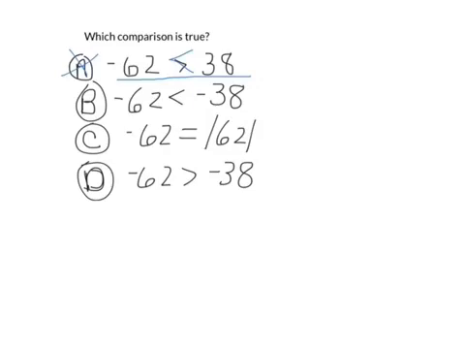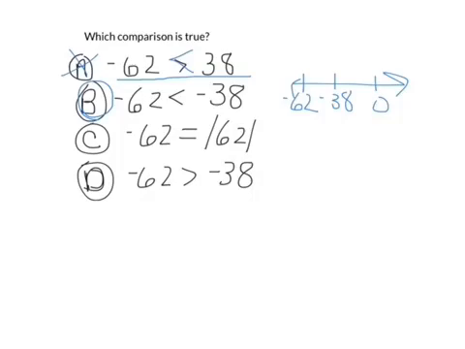Well, they're both negatives, so now I have to think a little deeper, and I have to think about where these numbers would come on a number line. So 0 would be here. I would come to negative 38 before I would come to negative 62. So negative 38 is actually greater than negative 62. If you want to think about these in terms of opposites, you could say, well, a positive 62 is greater than a positive 38. But now this is opposites, which means it's less than. So this one looks true. B looks true to me, but let me check the rest of them.